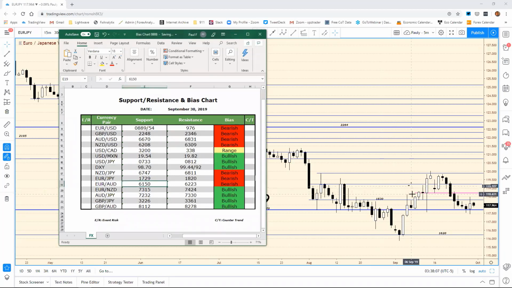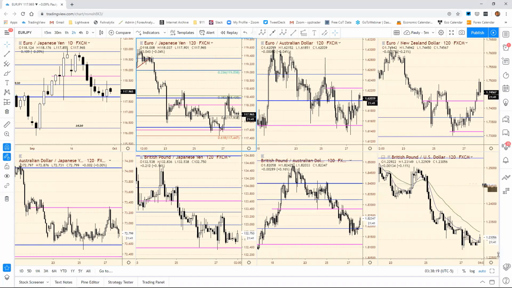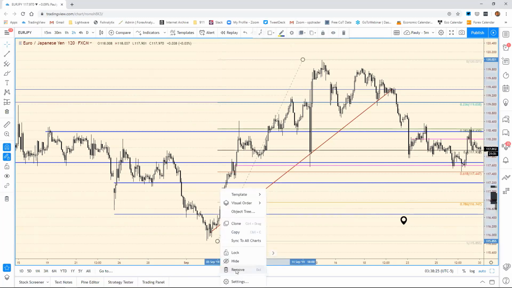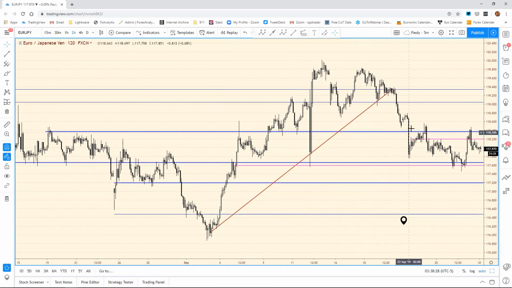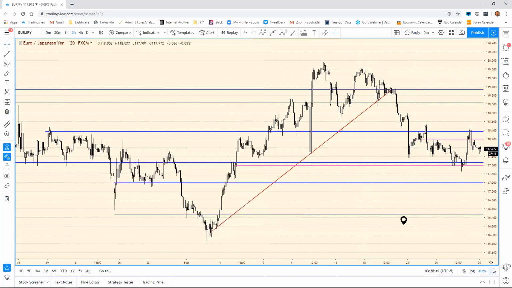And you can see resistance right here. 187.2 is a long ways to go. Let's take a look at it on the 2-hour. Let's go right there, 184.3. 184.3 for resistance. And let's move to the euro line.